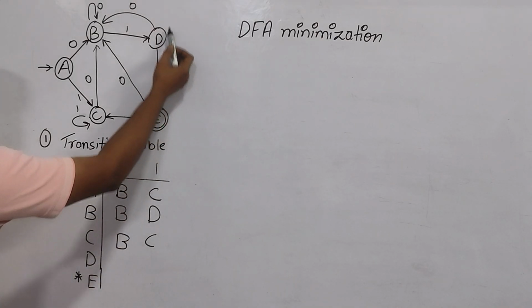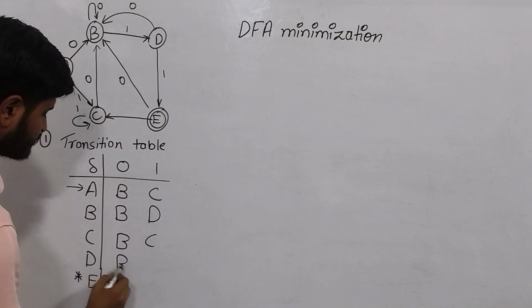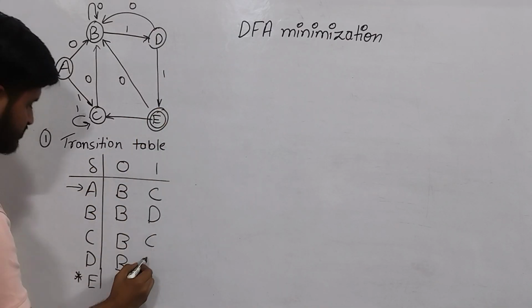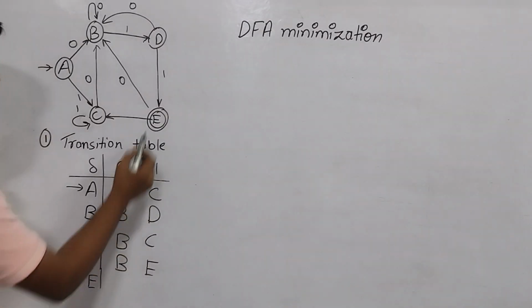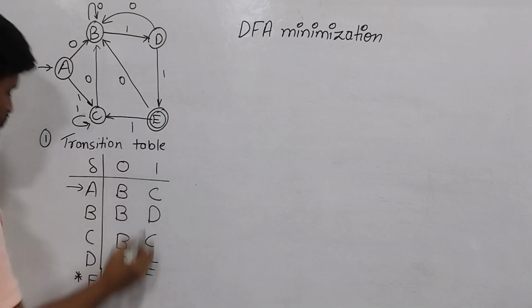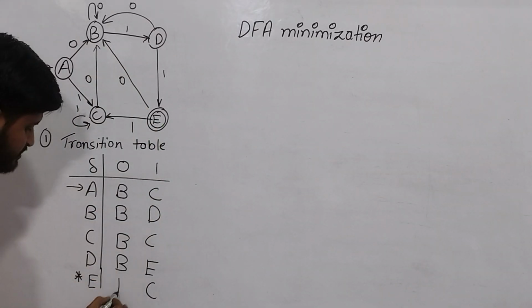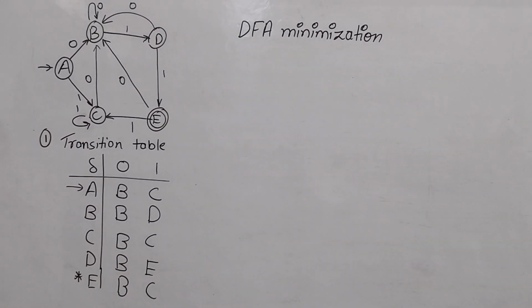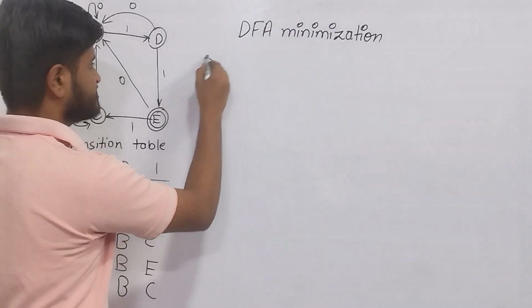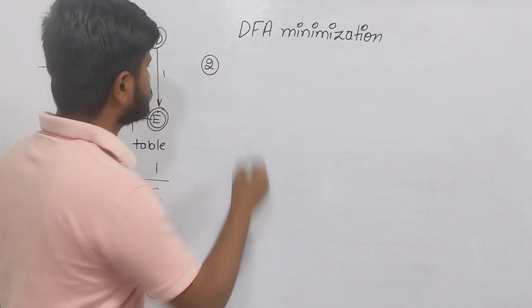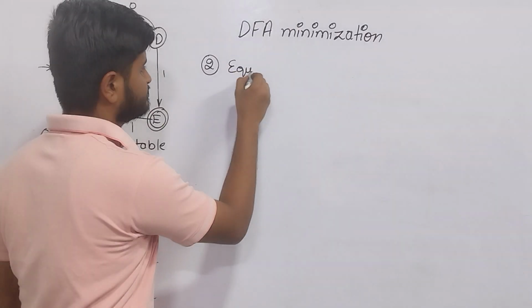D, if you see, for 0 it is moving to B, for 1 it is moving to E. If you see E, for 1 it is moving to C, and for 0 it is moving to B. Now we are completed with the first step, that is to write the transition table. Now let's move to the second step. The second step is to find the equivalence.